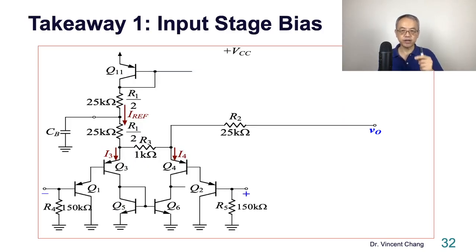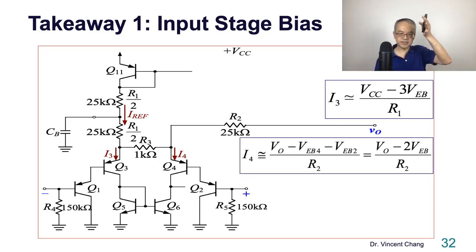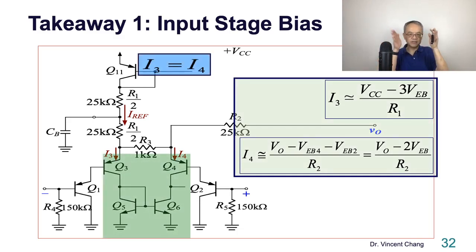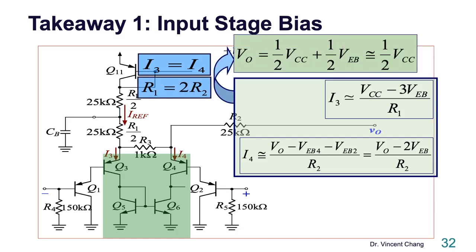So here are two takeaways. So number one, input stage bias. So remember how to solve this? How to conduct the DC analysis? Try to make the connection between the two currents through the current mirror. The first one is on the left, the left-hand side of the mirror, I3. The second one is the current on the right, the I4. So you can link these two currents together, then you get this result. VO is approximately equal to half VCC.